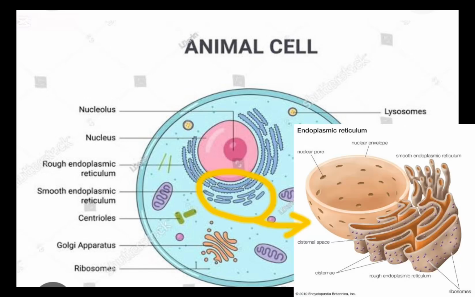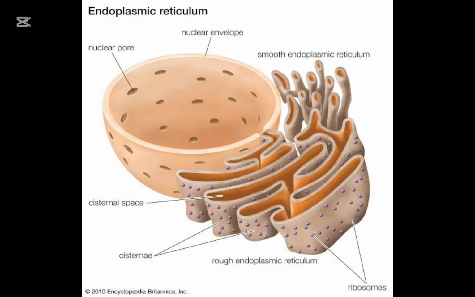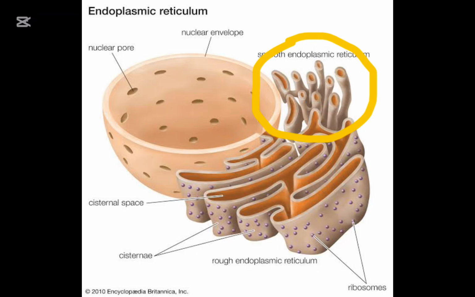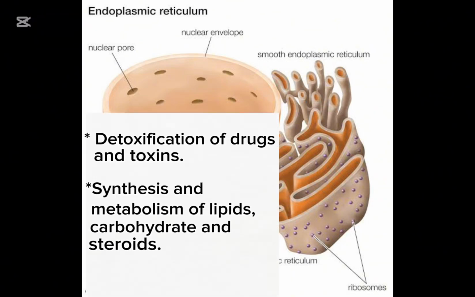So let's talk about the endoplasmic reticulum. The endoplasmic reticulum is divided into two parts. We have the rough endoplasmic reticulum and the smooth endoplasmic reticulum. The smooth endoplasmic reticulum lacks ribosomes and it's responsible for the following functions such as detoxification of drugs and toxins and synthesis and metabolisms of lipids, carbohydrates and steroids.